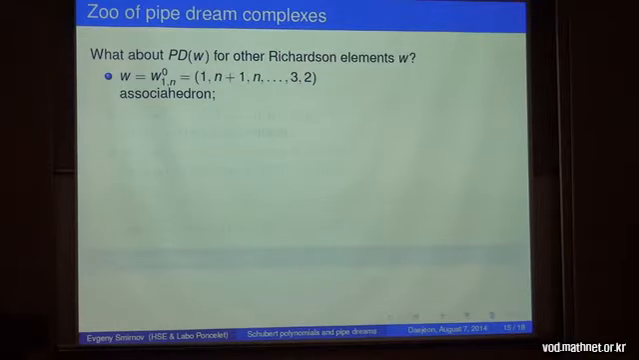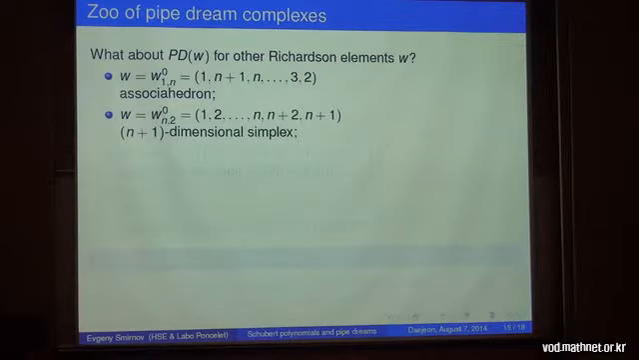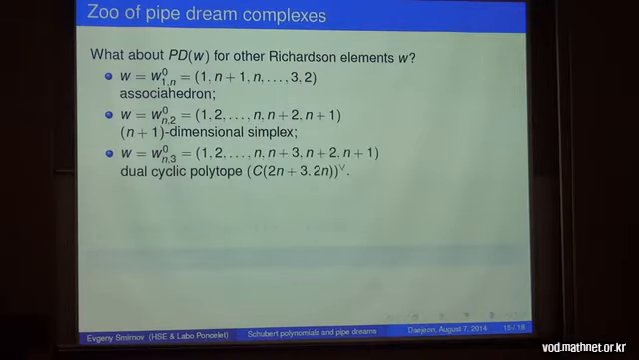I looked at some other Richardson permutations. So in the first case I have an associahedron. Then a non-interesting case is that if you take a transposition, which is also a Richardson permutation, you get an (n+1)-dimensional simplex. And if you take a 3-cycle like this, what you get is the dual cyclic polytope.